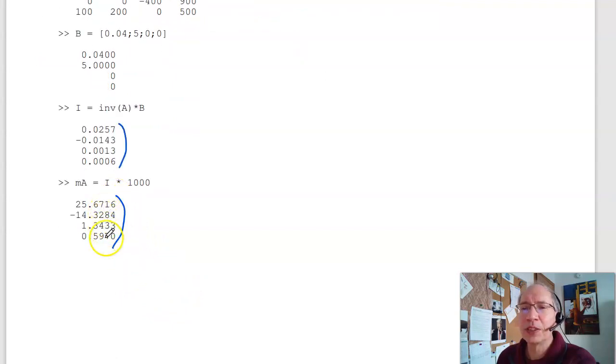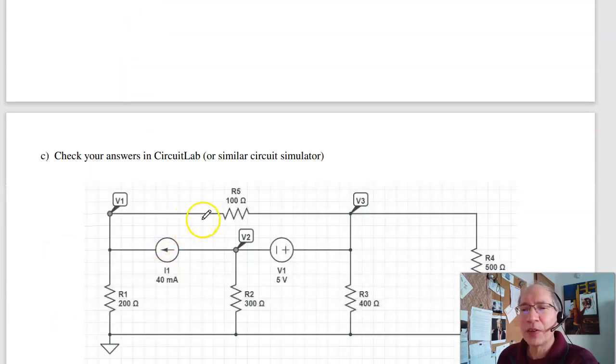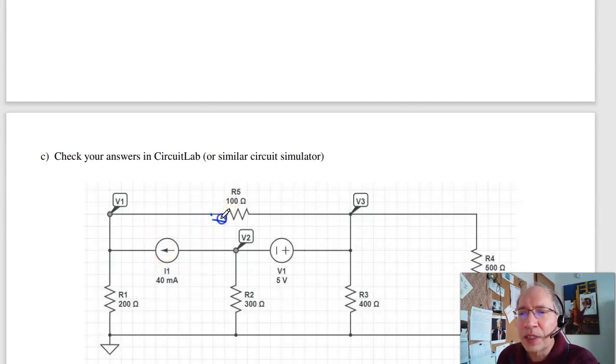I1, I2, I3, I4. In CircuitLab, if I click on that resistor right here, that'll tell me this current, that's I1. Click right here, that'll tell me the current going up, that's I2. Click right here, current going down, that's I4. I3 I can't really get.